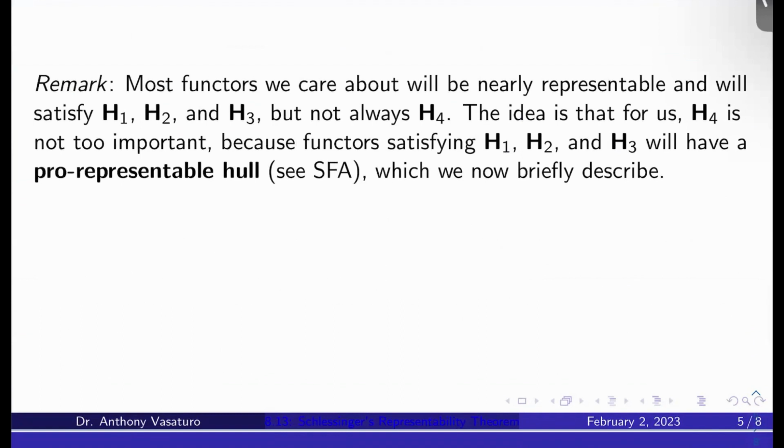So a remark here that's very important. Most functors that we will care about will be nearly representable and will satisfy H1, 2, and 3 from Schlesinger's theorem, but they won't satisfy H4 always. But the point is, we don't really need them to satisfy H4 because functors that satisfy H1, H2, and H3 will have what's called a pro-representable hull, and we'll now briefly describe what that means.